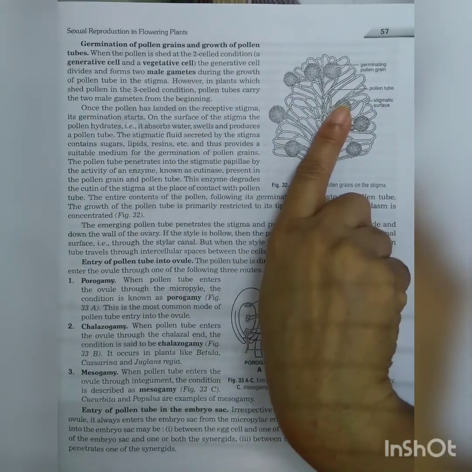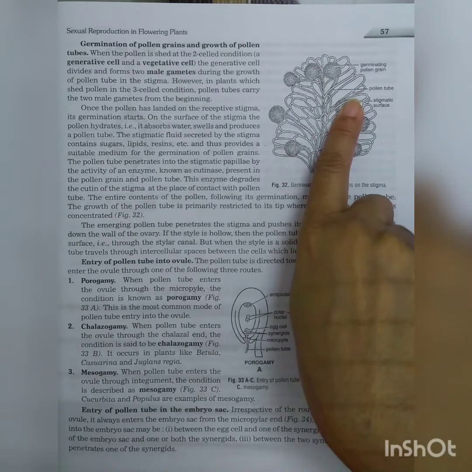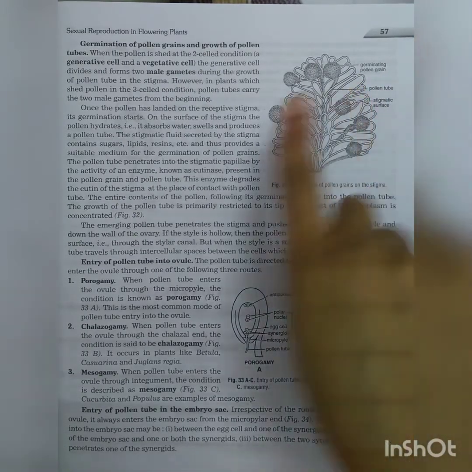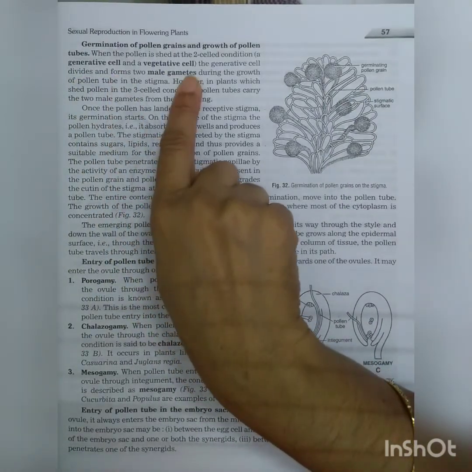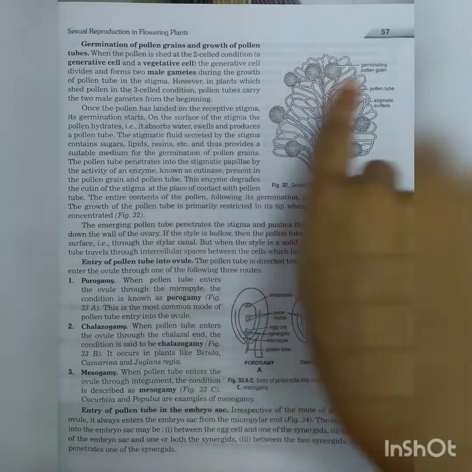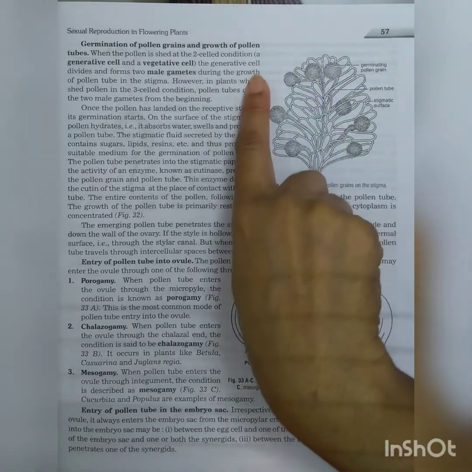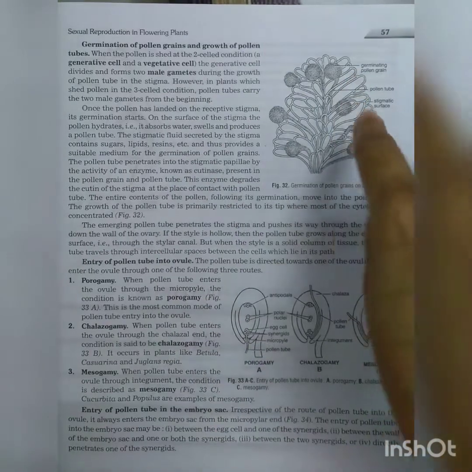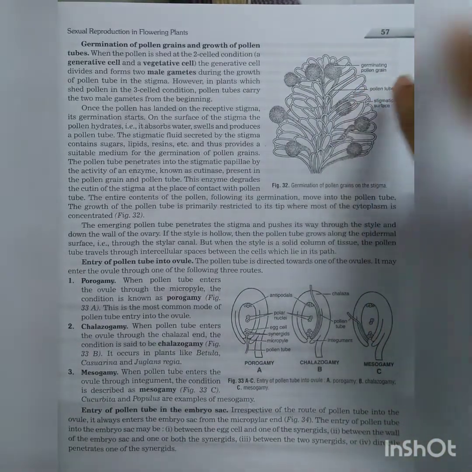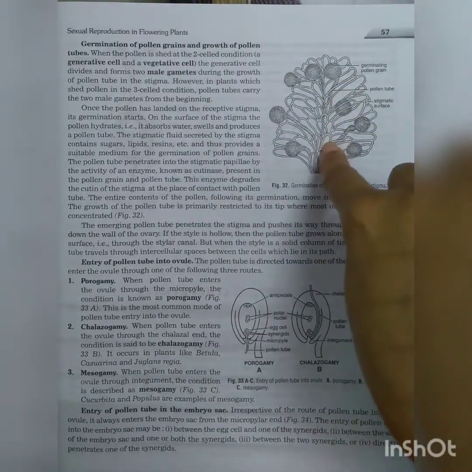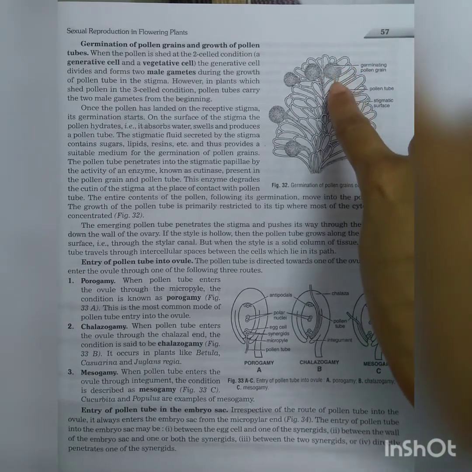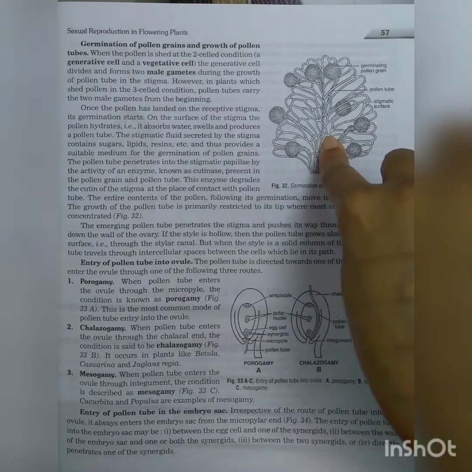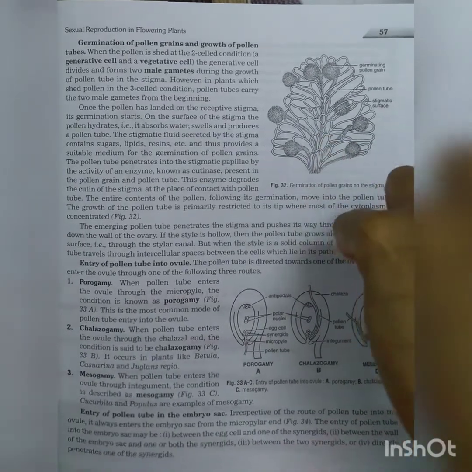See this. When the pollen is shed at the two-cell condition. Two-cell condition means when generative cell and vegetative cell are present inside the pollen grain, and the generative cell divides and forms two male gametes. And during the growth of the pollen tube in the stigma, this is the pollen grain and the pollen tube germinates, and this tube enters through the stigma and then towards the style.